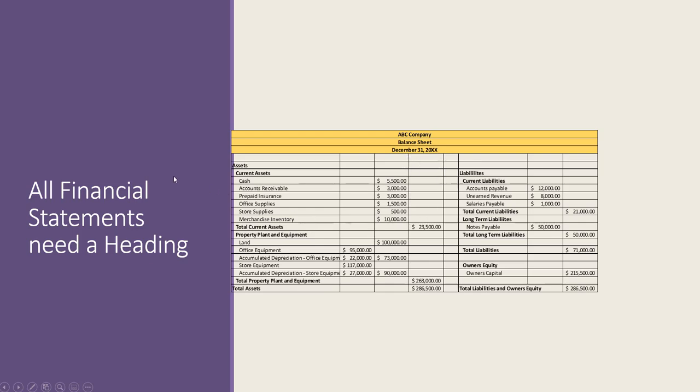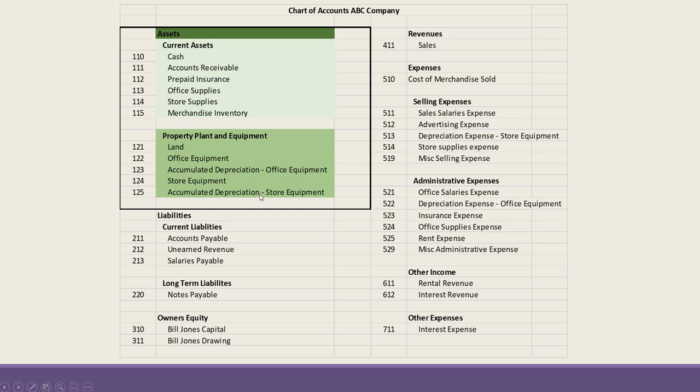In this case, a balance sheet just represents how we are on December 31st in this particular year. So if we looked at our chart of accounts, we're going to start with our assets, and the accounts are going to get listed in our balance sheet just like they are in the chart of accounts. We're going to have our current assets, and they will be in this order: cash, accounts receivable, prepaid insurance, office supplies, store supplies, merchandise inventory, and then our property, plant, and equipment. We've got these three capital assets: land, office equipment, and store equipment. And we also have the accumulated depreciation accounts that go along with our office equipment and our store equipment.